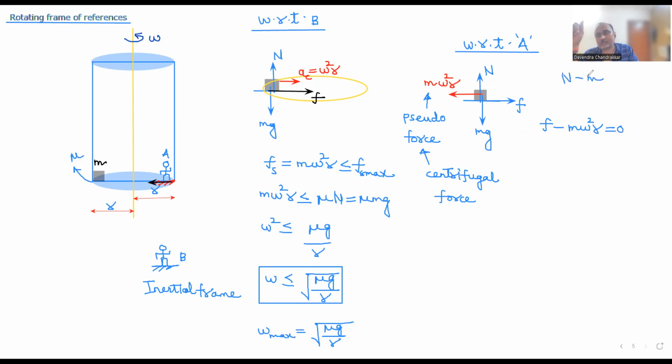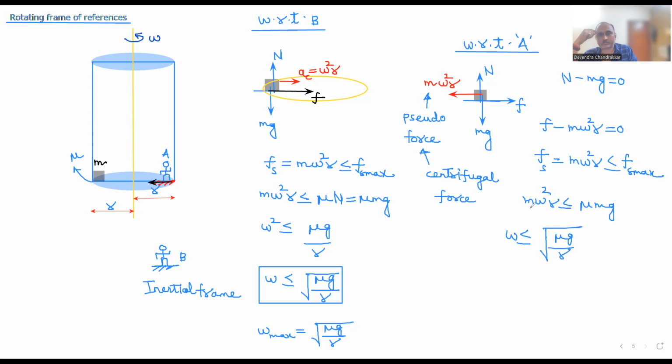N minus mg is equal to 0. So now we have Fs is equal to m omega square r. Again, it will be less than or equal to Fs max. So m omega square r is less than or equal to mu mg. Right? Or omega is less than or equal to root of mu g over r.